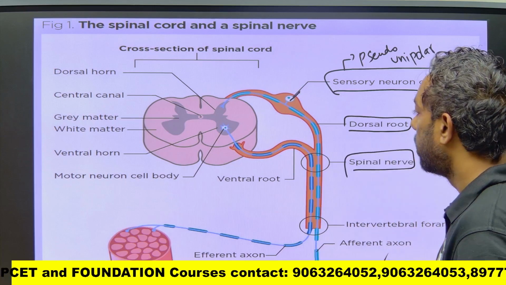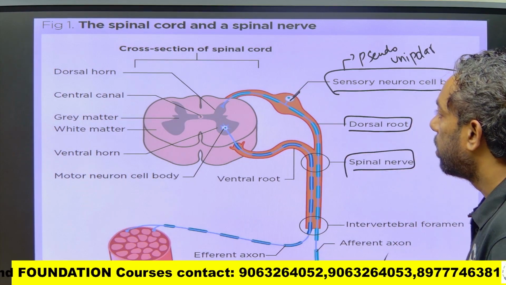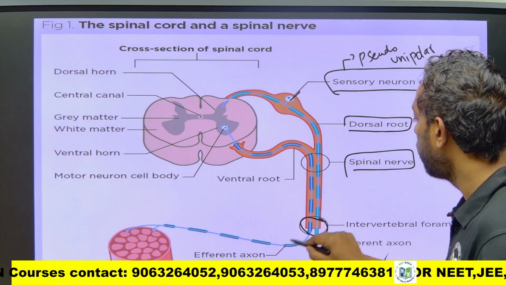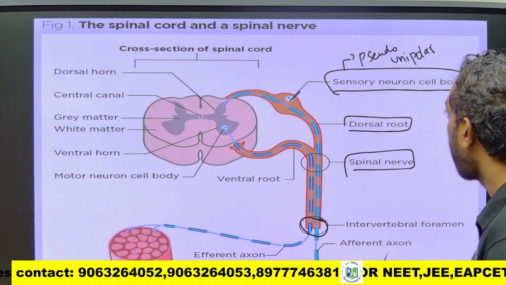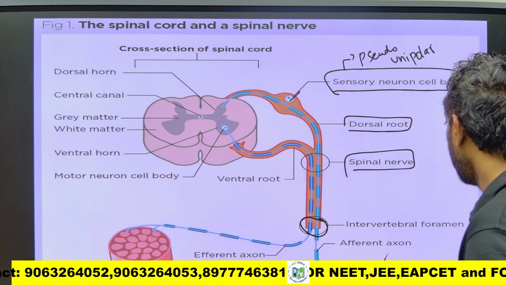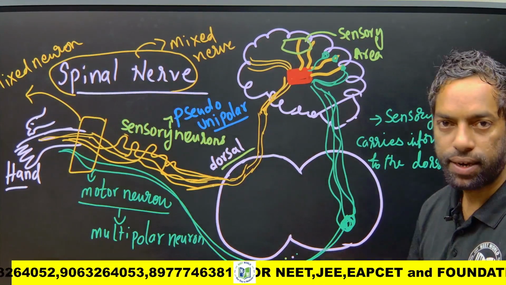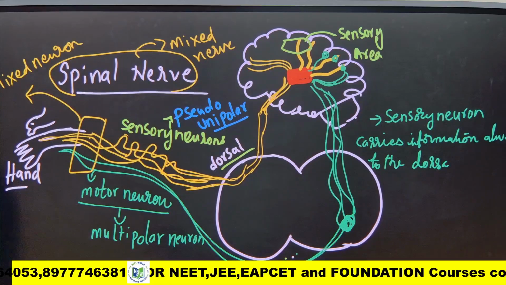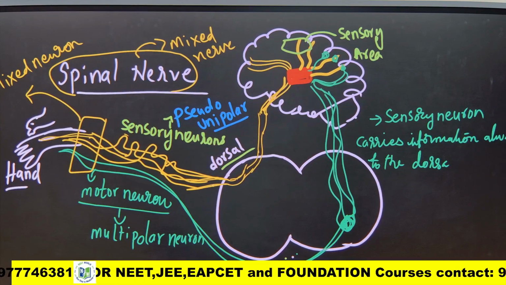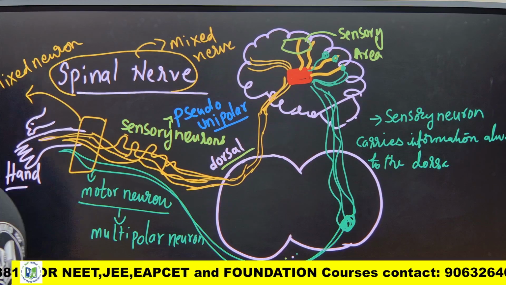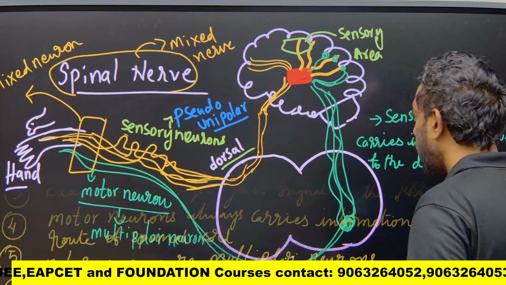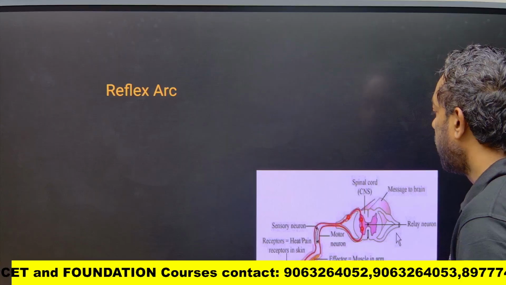And the spinal nerve is a mixed nerve. Just look at this mixed nerve. Okay, we will discuss it here. You can understand this, guys. Okay, the spinal nerve is the mixed nerve. Now we are going to discuss another topic, which is the reflex arc.